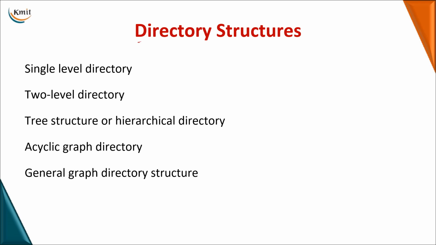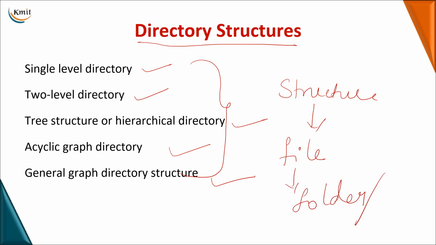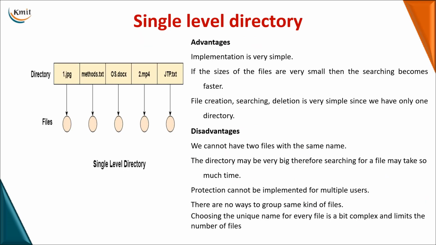Now coming to the next one, we have directory structures. We have different types of directory structures here. We have single level directory structure, two level directory structure, tree level, acyclic directory structure, and general graph directory structure. This particular structure, as it implies, will tell you how you can organize the files in a folder, how the files can be stored in a folder or directory. Now we'll see each one of them in detail.